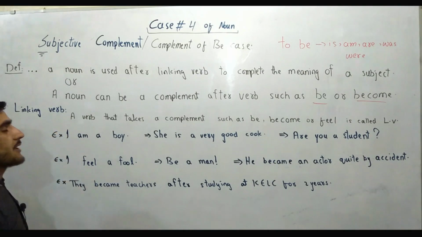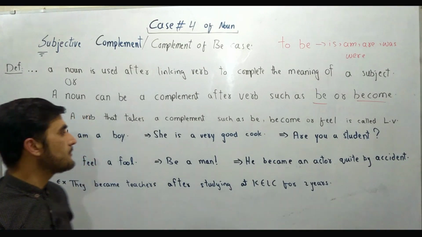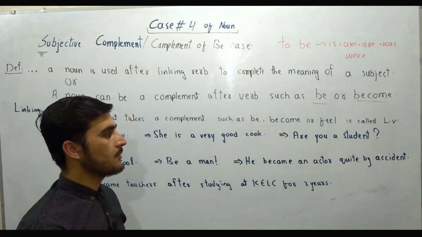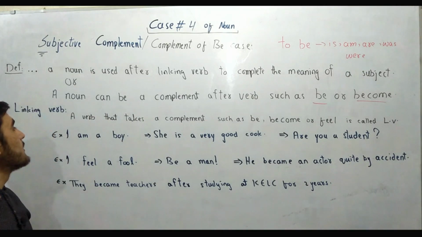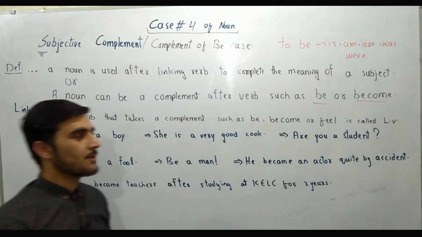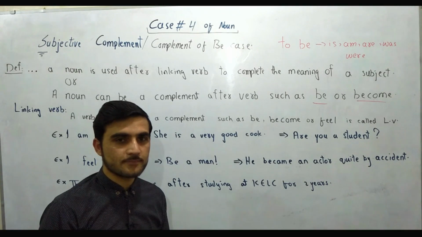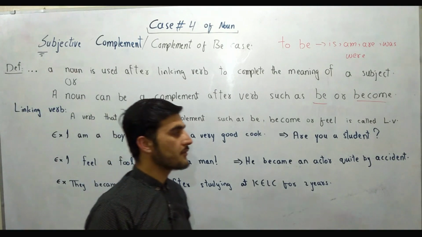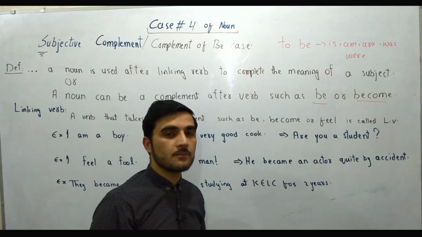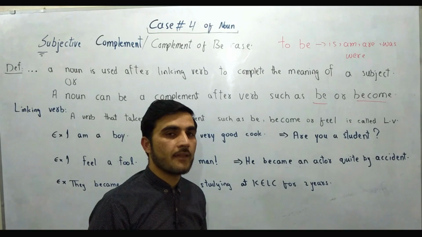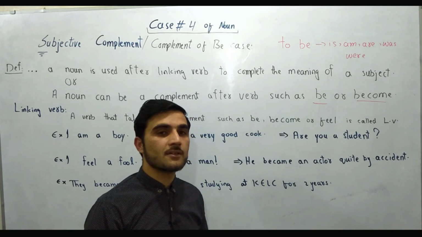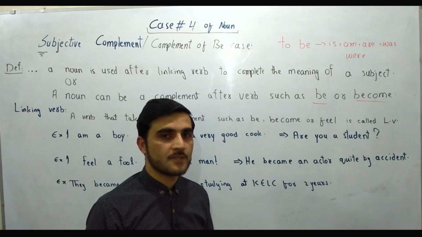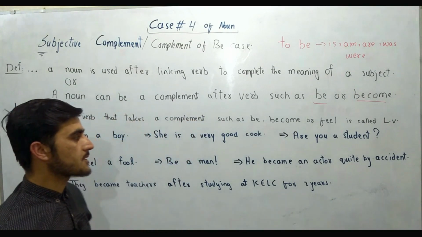Now, what do you mean by linking verb? A verb that takes a complement such as be, become or feel is called linking verb. Now all these verbs can be followed by a complement, and if that complement is a noun, it will function as subjective complement, right? This case of noun will be called subjective complement.